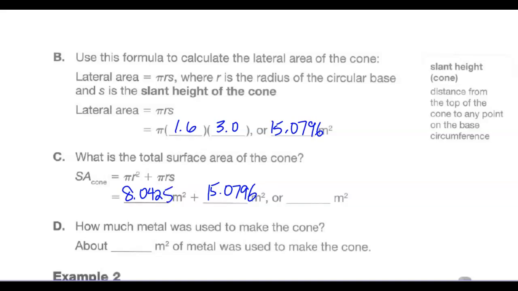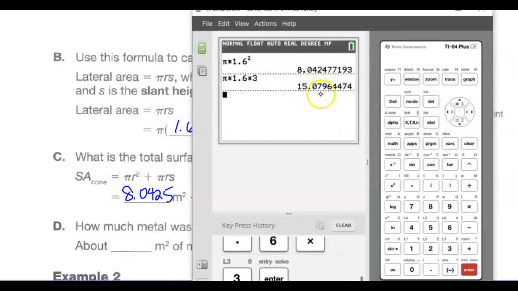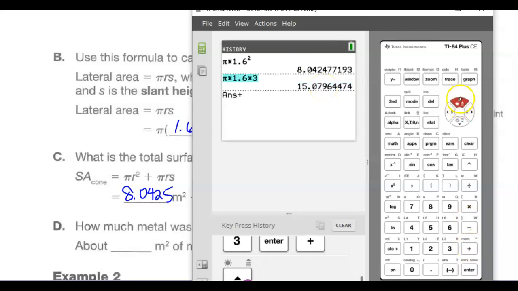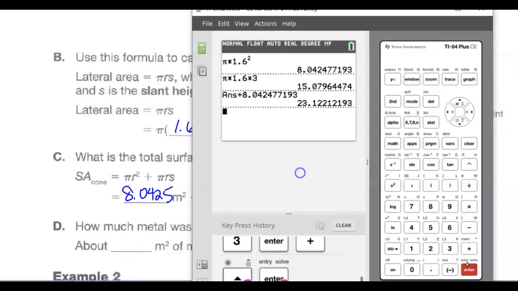8.0425. So on my calculator, I have the last calculation. On my calculator, I can add and then go up and copy it. But if not, you just copy out those 4 decimal places afterwards. That's accurate enough, because we're going to round to probably the nearest tenth.